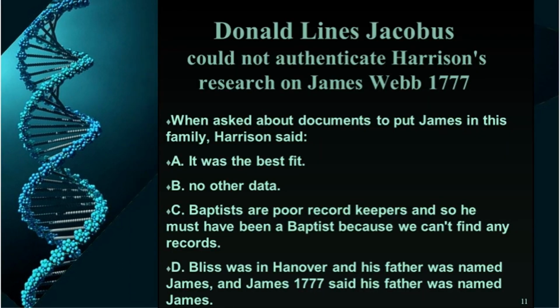So anyway, Donald Lyons Jacobus could not authenticate anything that Harrison did on James Webb 1777. So he asked about the documents to put James in this family. Harrison said, well, it was the best fit, and there was no other data. Baptists are poor record keepers, and so he must have been a Baptist because we can't find any records. Bliss was in Hanover, and his father was named James. And James 1777 said his father was named James. Oh, what luck. They must have been the same James.